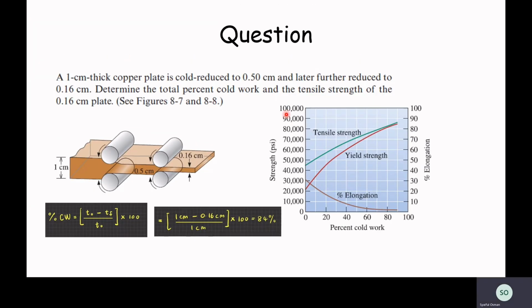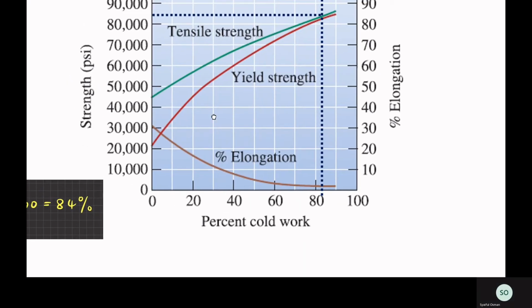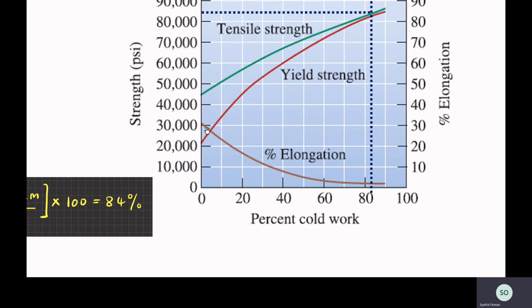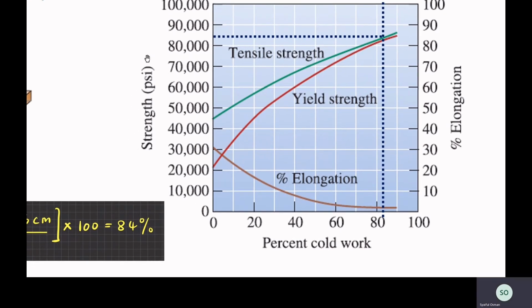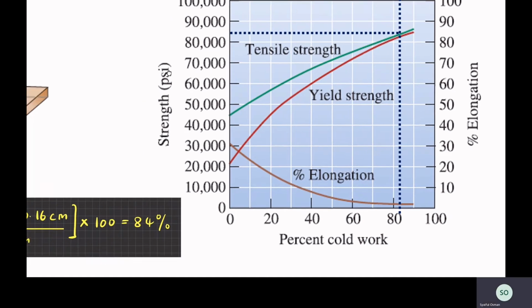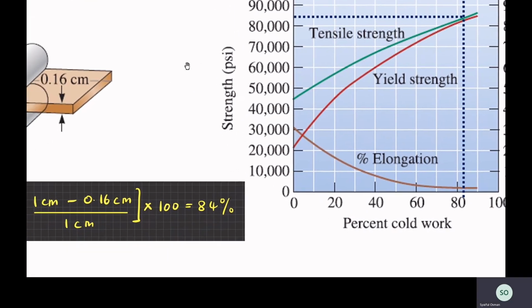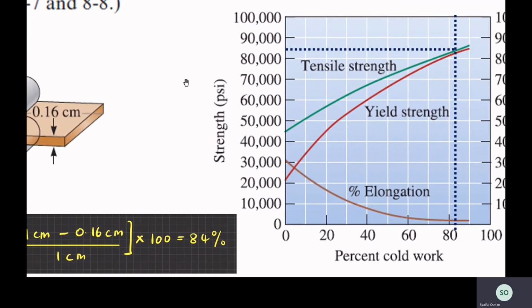Now we need to determine the tensile strength based on this graph, the graph of strength in psi versus the percent of cold working. We already know that the percentage of cold working equals 84%. So from the graph, we can determine the tensile strength of the 0.16 centimeter plate. Since we know that the percentage of cold working is 84%, somewhere around here, at the intersection here, we can see from the graph that the strength is approximately 85,000 psi.